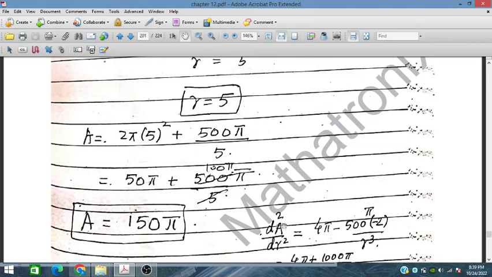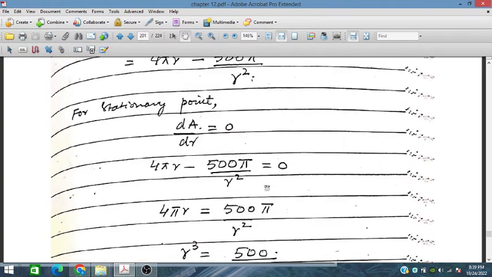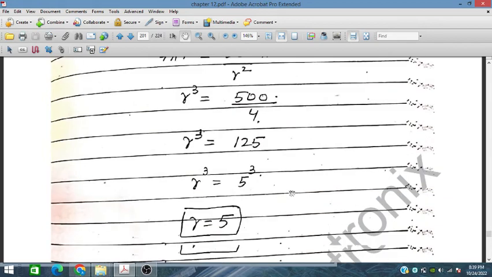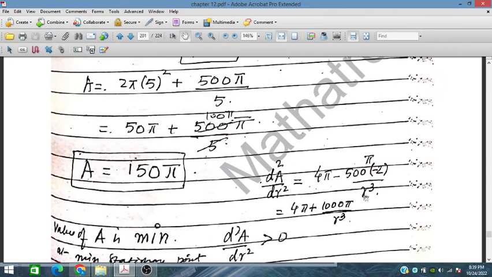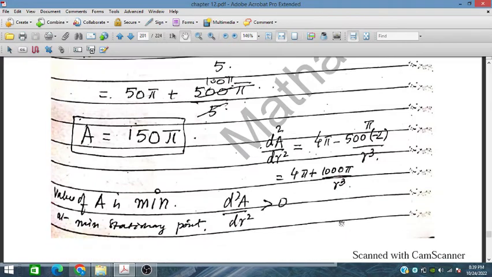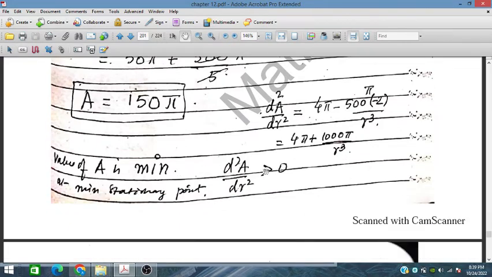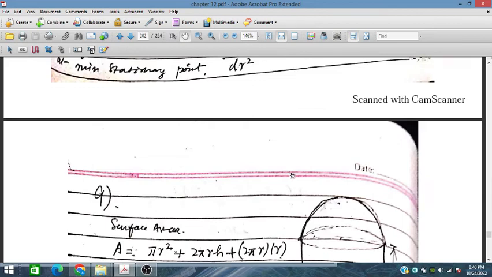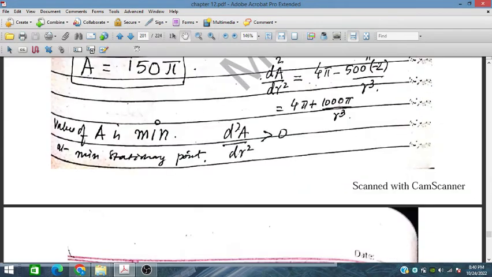For the second order derivative, we take the derivative of this, and it equals 4 pi plus 1000 pi upon r cubed. The value of A is a minimum if this is greater than 0. Radius is always positive, so this is always greater than 0. So the stationary point is the minimum point. This is solved here. Let's move to the next problem.